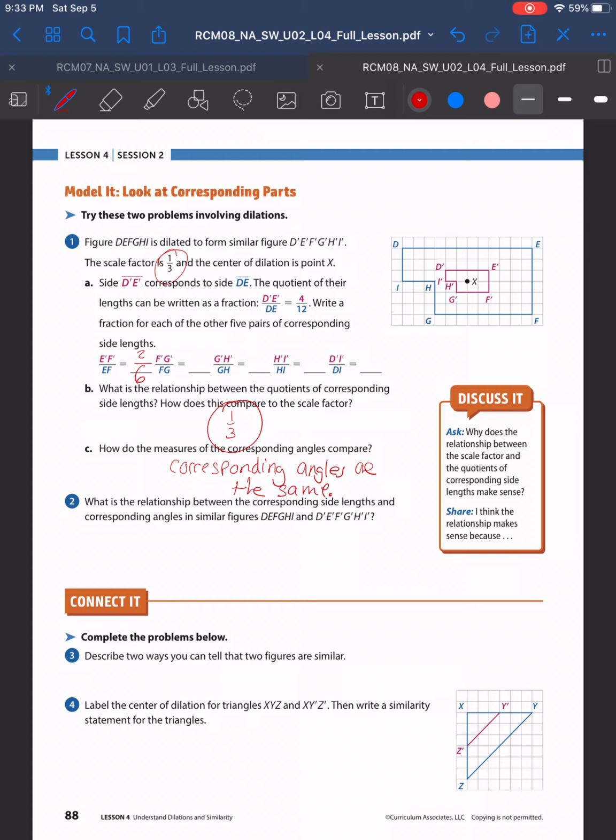They don't change. What is the relationship between corresponding side lengths and corresponding angles in similar figures DEFGHI and DEFGHI prime? Basically, everything is proportional, right? So side lengths are proportional, and angles are congruent. In other words, they're the exact same.